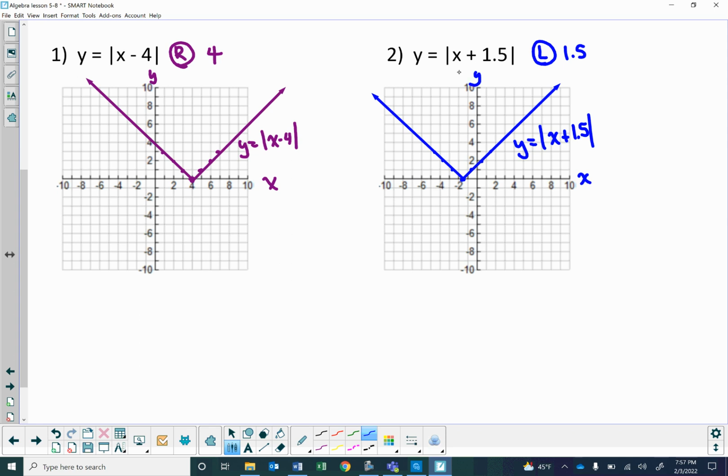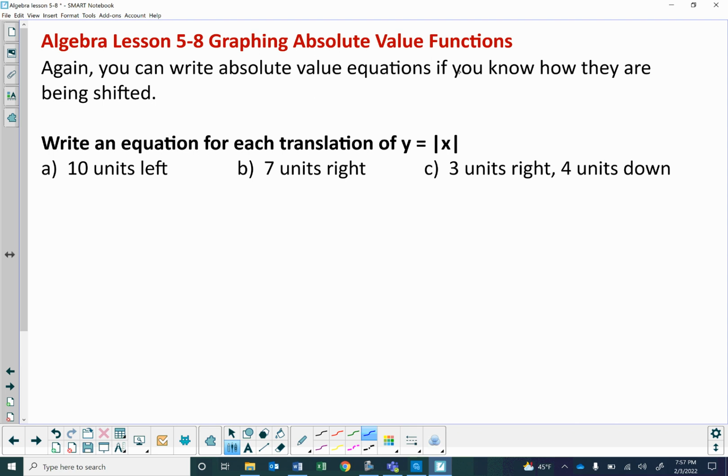And again, just like before, we could write an equation if we knew it was a translation of the absolute value of x. So if I want to write an equation of the y equals the absolute value of x, and I'm translating it 10 units to the left, okay, I'm going left, which means it's going to be positive. So it's going to be y equals the absolute value of x plus 10, because it goes the opposite of what your brain thinks. Okay. If I'm going to go to the right 7 units, y equals the absolute value of x minus 7 is in the absolute value symbol here.